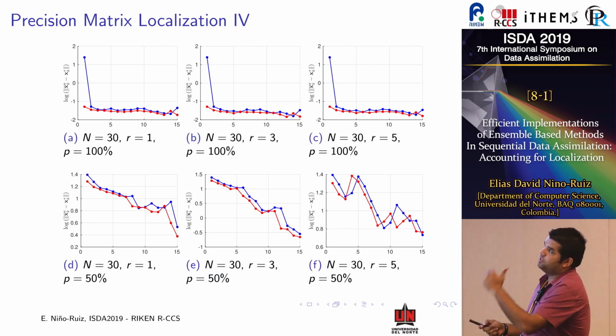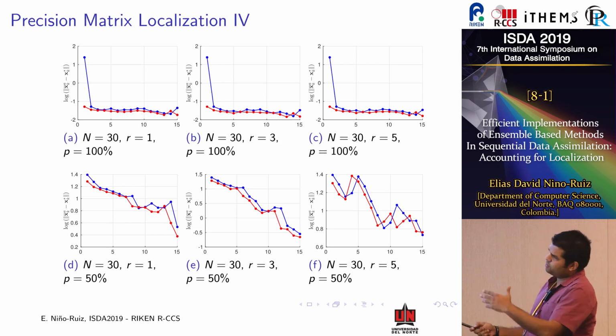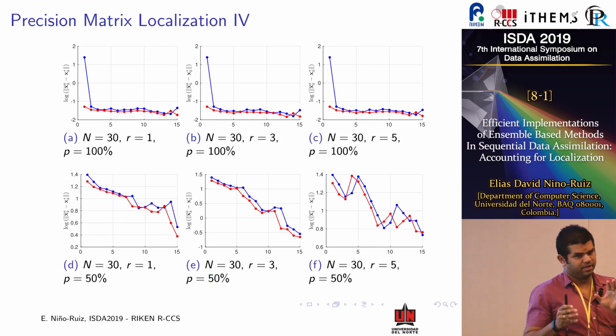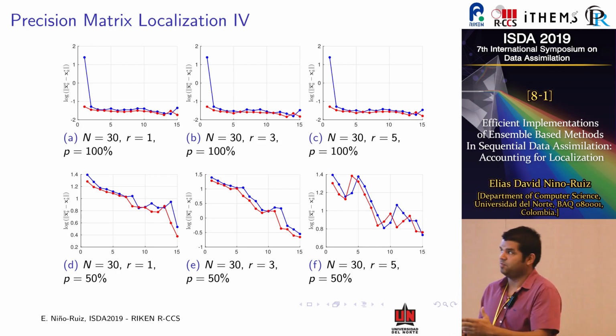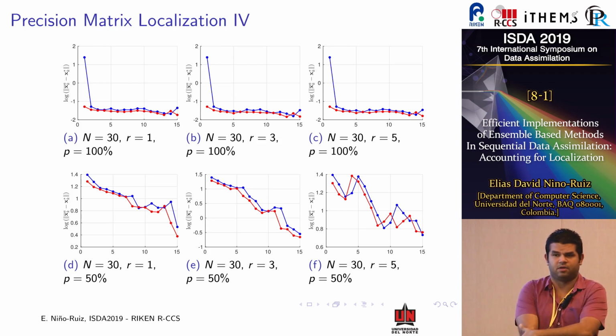Then when I make use of this precision matrix, well, I get things like this, right? And of course, we can improve the results by making use of, for instance, inflation. I really don't care right now about inflation, but yeah, we know it's important. But my experiment focuses just on the estimation of the precision covariance matrix, okay?